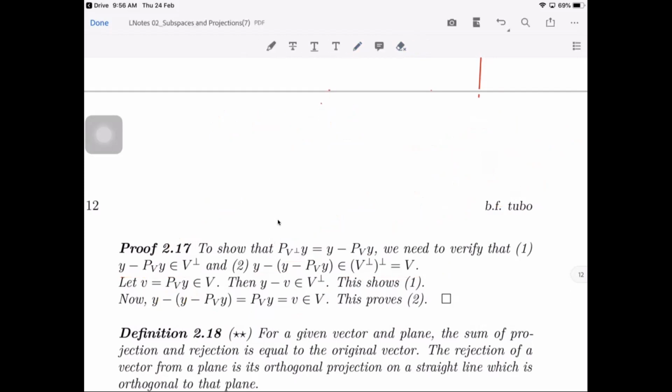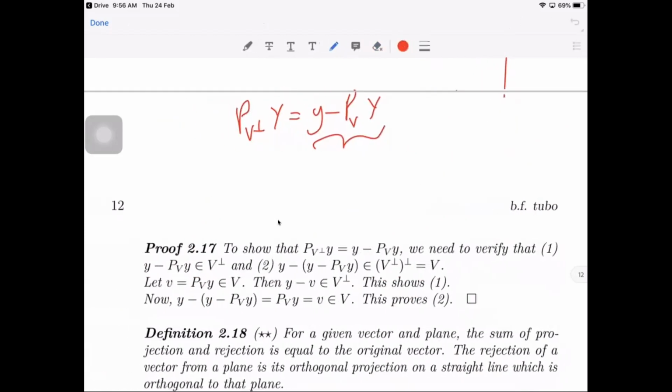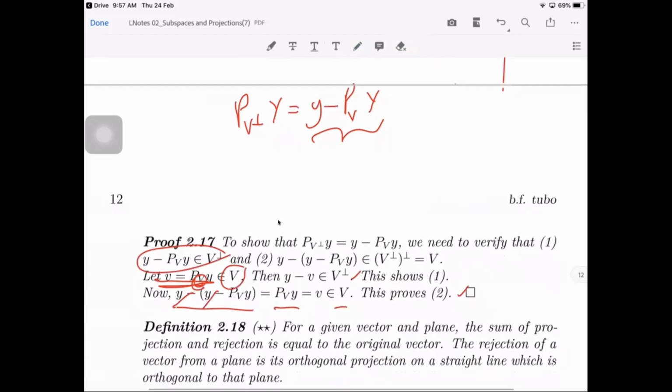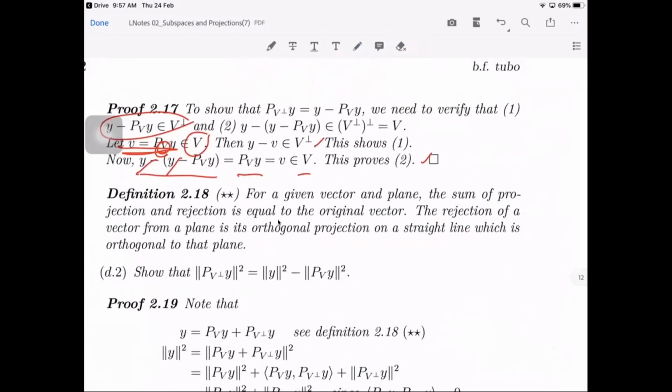So, if we let v be the projection of y onto V, basta ang projection of y onto V, nagi na siya sa space na V din eh. So, by definition of projection, y minus v, that is in V perp, which is what we want to show. And then here, simplification, cancellation of vectors, this is in V. So this proves 2. Okay, very easy. That is just using the definition of projection.